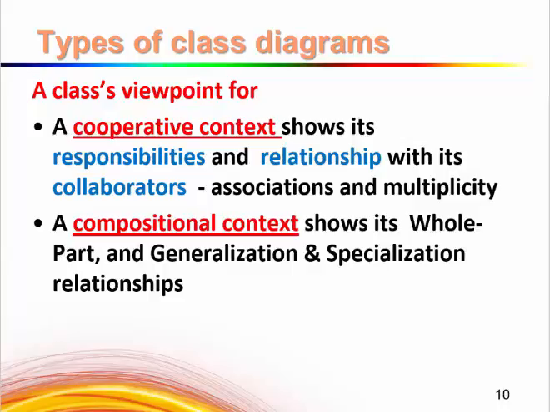The first important class diagram is to show a class viewpoint for its responsibilities and relationships with its collaborators in a cooperative context. This type of class diagram shows one central class with its associated collaborator classes. The other type of class diagram provides a compositional context, such as the collection type of collaborators, aggregation or compositional relationships, and generalization and specialization associations. You should be able to draw all those different types of class diagrams to visualize the structural modeling.